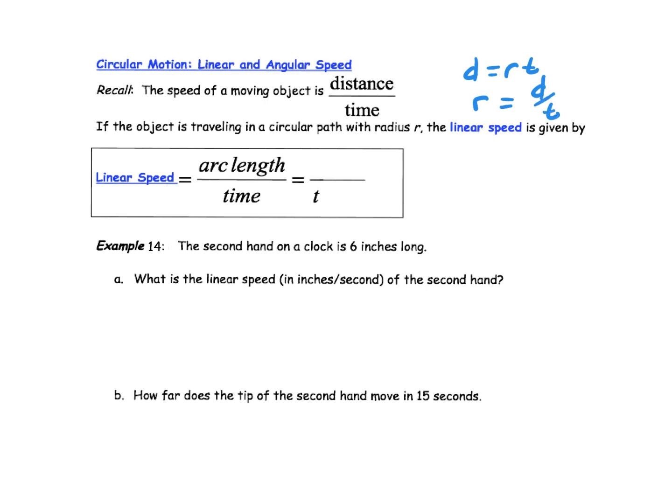So here, what's a little bit different is that we have objects moving in a circular path. So we have an object that's moving around a circular path, and in this case, the distance is going to be an arc length, right? Because we have an object moving along a circular path. So an arc length, we just learned, is equal to r times theta. So if we have something that's going in circular motion, the linear speed is going to be the arc length divided by time, or r theta divided by time.